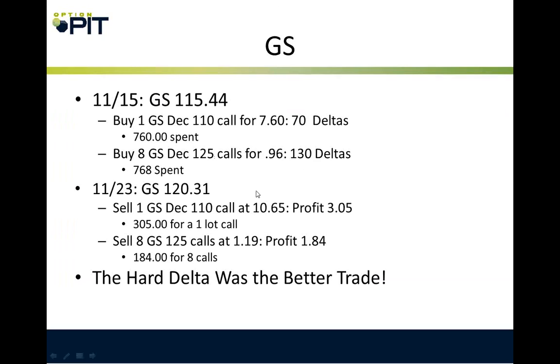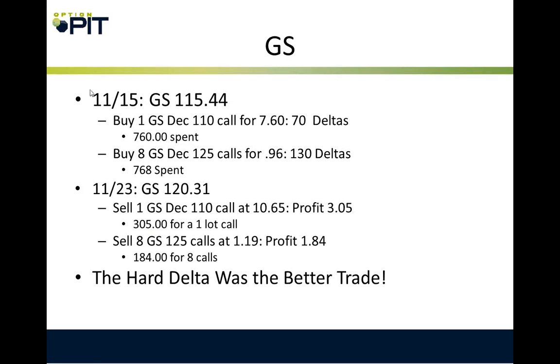So now let's do the P&L math. If a week later I sell my one in-the-money Goldman call at 1065, I make $3.05, $305 for a one lot. That's almost 50%. Now, I sell my 8 125 calls at 119, a profit of $1.84 each. So I make $184 on 8 calls, or I make $305 on one call. So I spent more money and made about half as much in dollars. Do you see why you want to go with the hard delta?